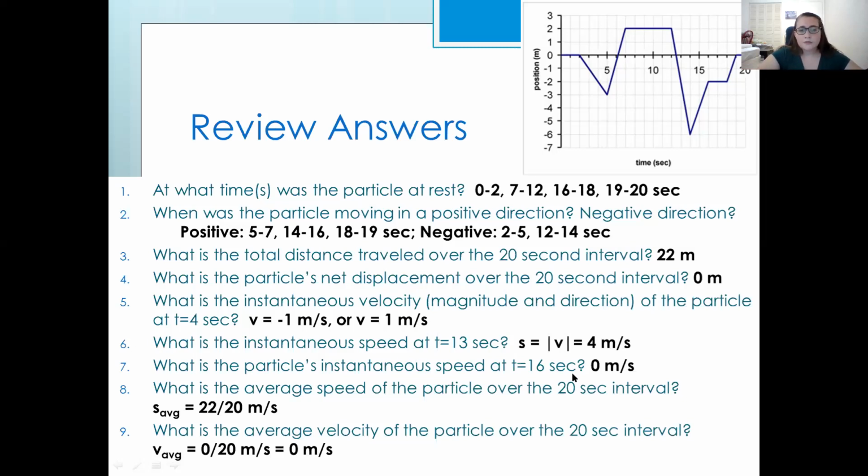And then number 9, average velocity. Remember, that's displacement over time. Our displacement from number 4 is 0. Our total time interval is 20 seconds. So our average velocity is 0 meters per second. Whew, that was a lot.